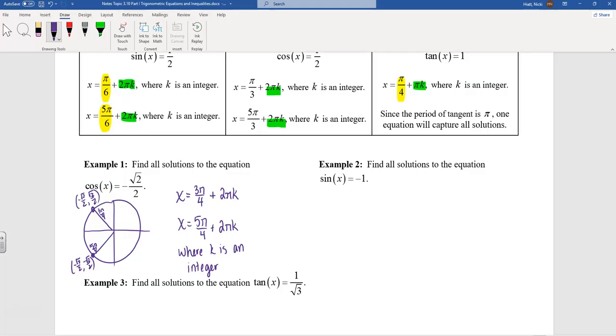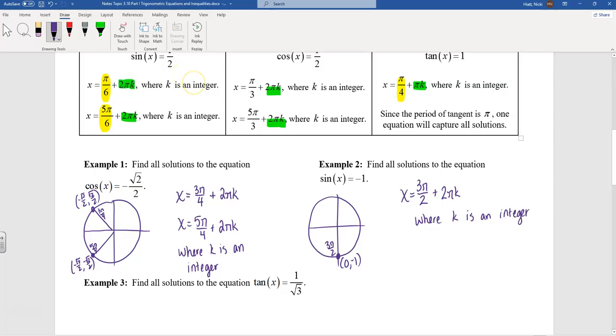You don't always get 2 answers. For example, let's look at number 2 right here. Where does sine of x equal negative 1? At 3 pi over 2, right here, we got 0, negative 1. Right here, that is at 3 pi over 2. It is an acceptable answer to say x equals 3 pi over 2 plus 2 pi k, where k is an integer.